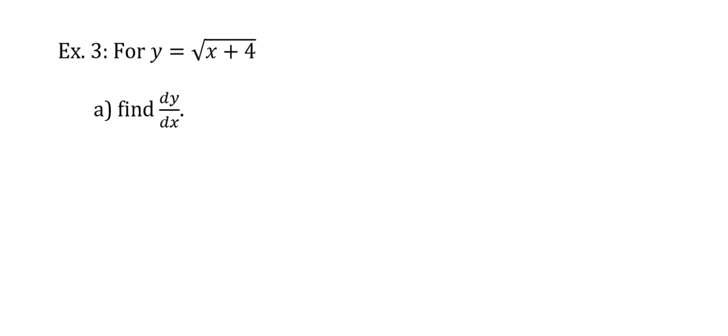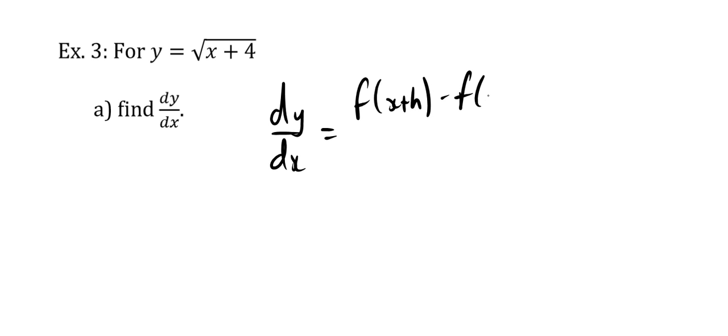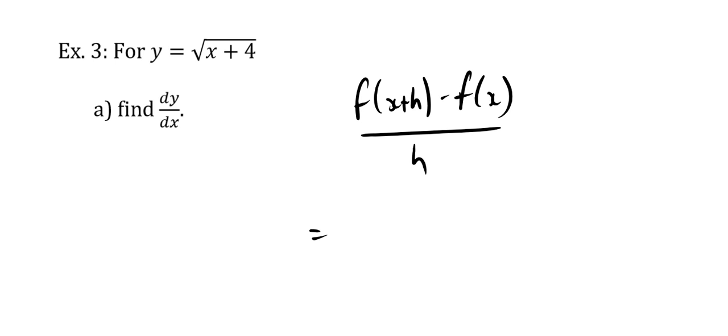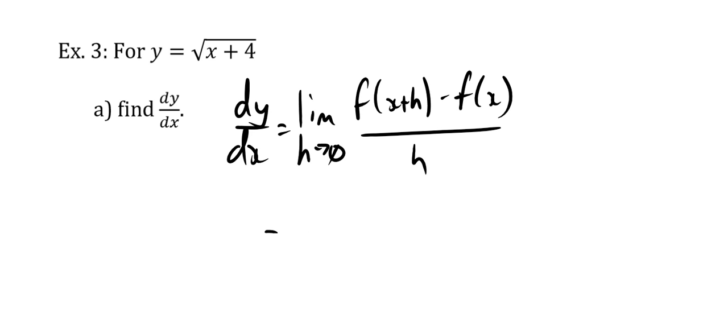All right, so I want you to try getting started on this one on your own. So dy by dx equals f at x plus h minus f at x, over h. Whoops. Don't forget, don't do what I did. The limit as h approaches 0, that's an important part of the formula. Okay, so I want you to try to sub into this example and see how far you can get.